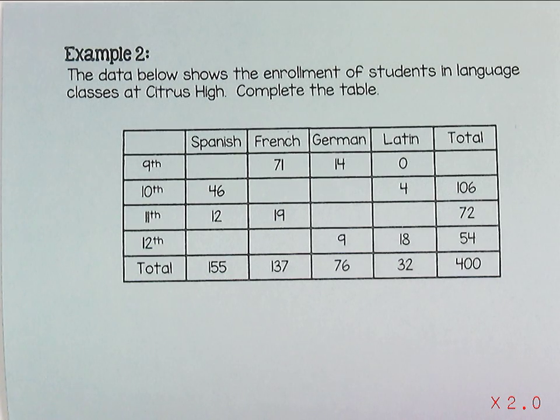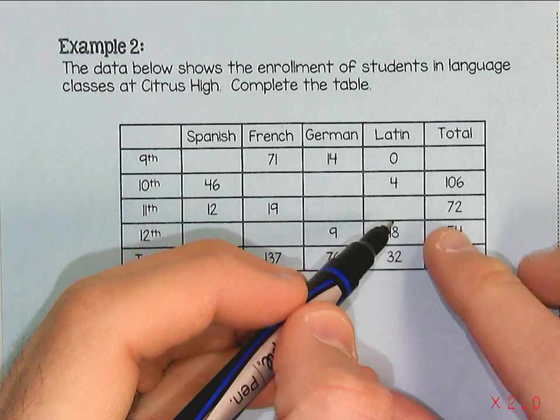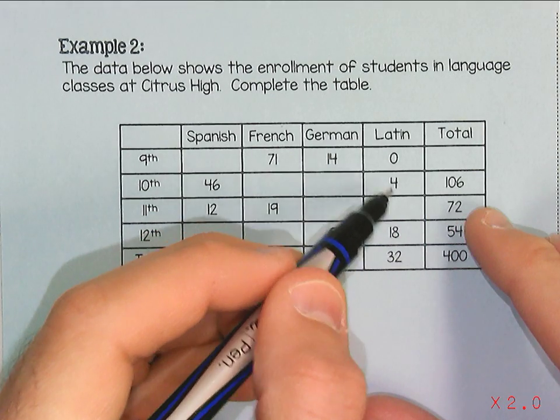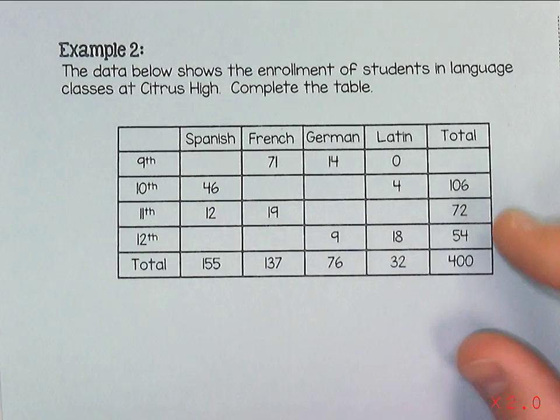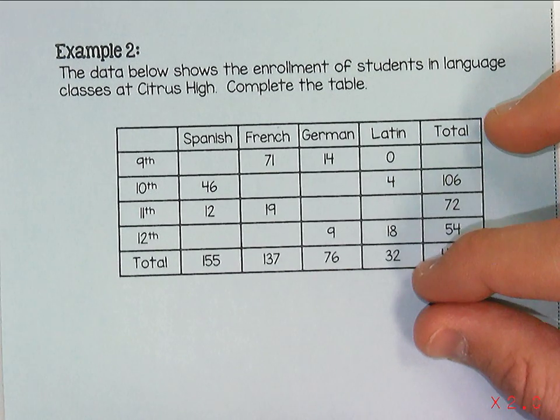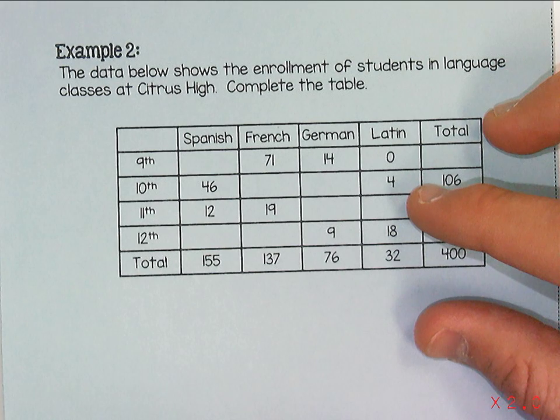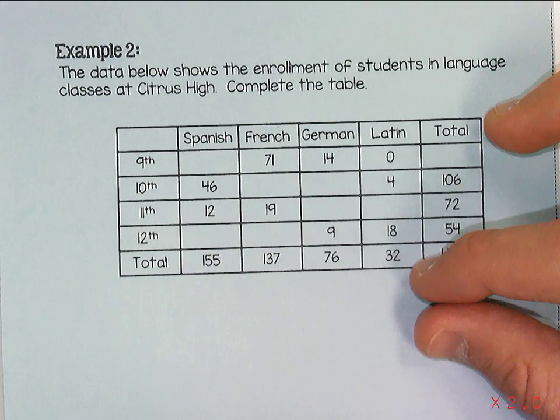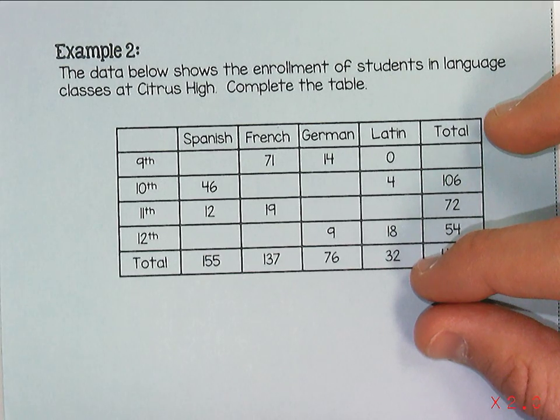So the first place that I'm going to start is going to be in Latin here. So I have 0, 4, a blank, 18, and 32. So if I add these up what I have and subtract from 32, I can just fill that in. So if I do 4 plus 18, it equals 22, and I do 32 minus 22, I get 10.